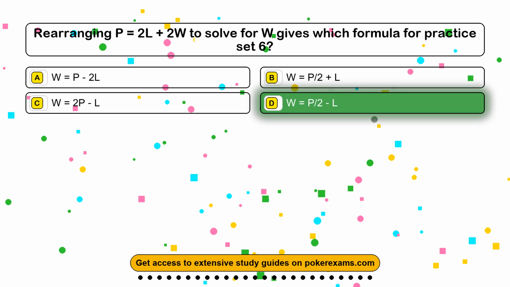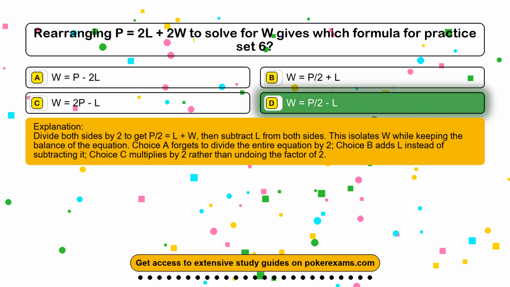The correct answer is option D. W equals P/2 minus L. Divide both sides by 2 to get P/2 equals L plus W, then subtract L from both sides. This isolates W while keeping the balance of the equation. Choice A forgets to divide the entire equation by 2, choice B adds L instead of subtracting it, choice C multiplies by 2 rather than undoing the factor of 2.